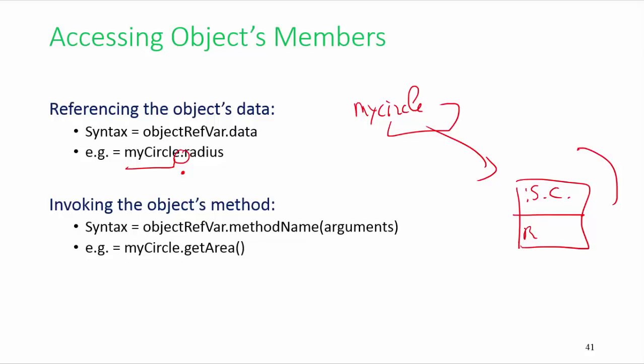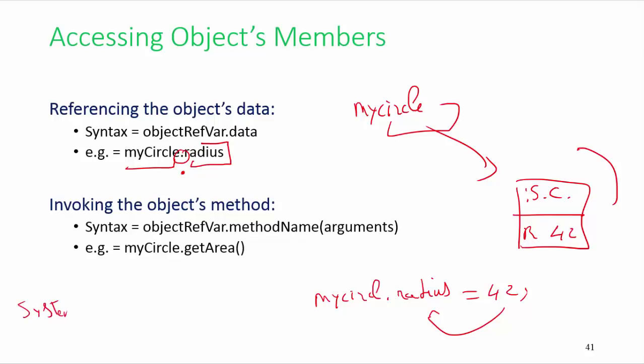If you write the name of a data field, that means you want to access that data field. So you could write something like myCircle.radius equals, I don't know, 42. So you assign a value to that radius inside that object. Or you could write something like System.out.println(myCircle.radius).